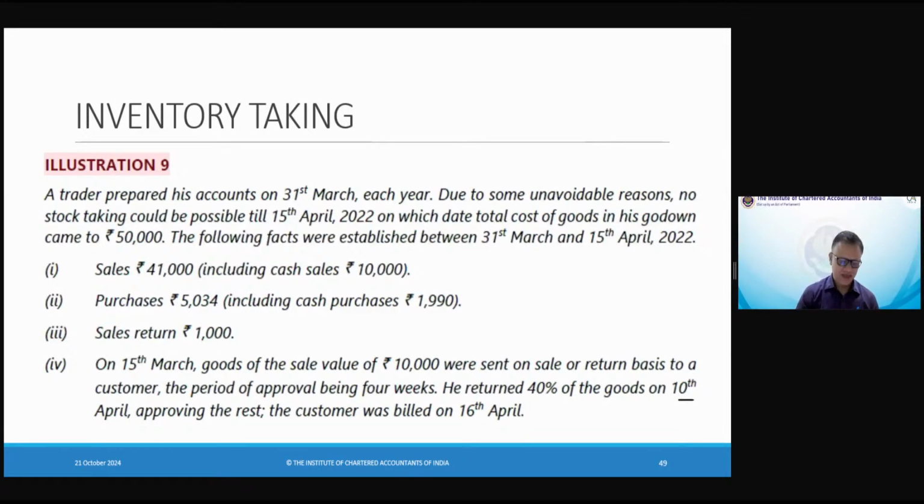Here the illustration 9, which is talking of all this, you have a trader who is preparing his accounts on 31st March, and due to some unavoidable reasons, no stock taking could be possible. Yes, Tanvi.